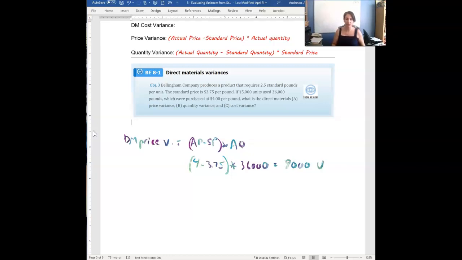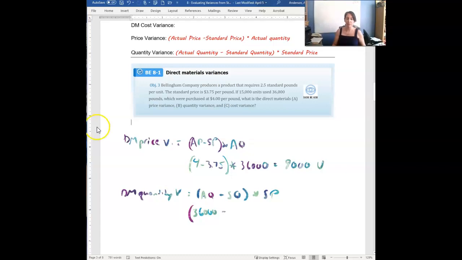Okay, so now let's look at the quantity variance. We'll put direct materials in front of it. And quantity is actual quantity minus standard quantity. I always do the formula because when you look back at your notes later and you just have a page of calculations and numbers, how is that helpful? So I like to set it up and see where I was getting all the numbers from. All right, so actual quantity, we already had that. It was 36,000 pounds.